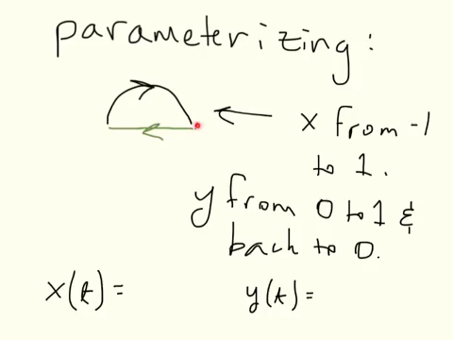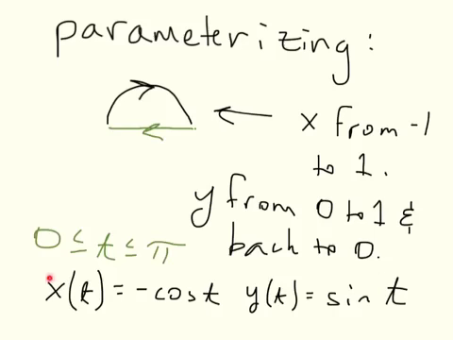Along this path, x is going from -1 up to 1, and y is going from 0 up to 1, and then back down to 0. And we're going to use trigonometric functions because it's a circle, so we need to find a trigonometric function that's going from -1 to 1 over the time interval we choose, and a different one that goes from 0 to 1 and then back from 1 to 0.